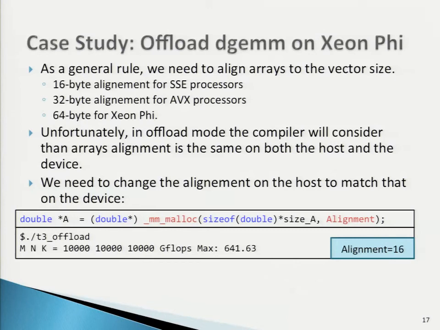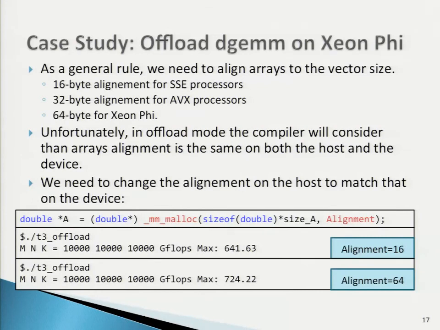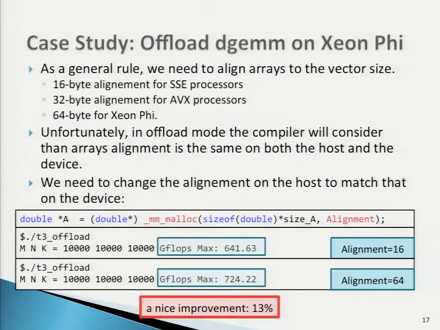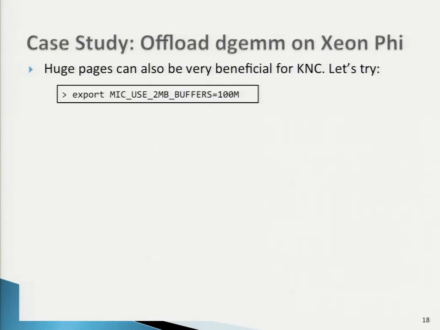So this is what happens when we set alignment to be equal to 16. We get the result we had before. Then when we set alignment to 64, we get another, whatever that is, 10%. Another 10% speed up. So we're getting closer. So this is 13%, I actually figured it out in a calculator. So we're getting to 724. We're getting a lot better.